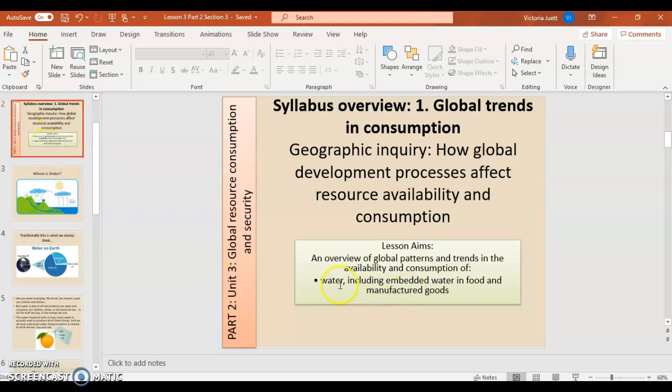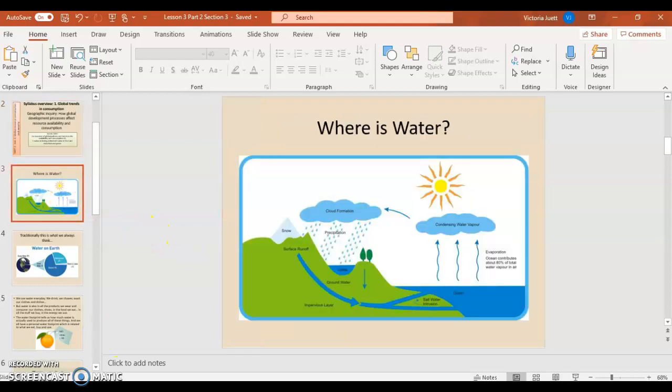But the aim of today's lesson is to have a look at global patterns and trends in the availability and consumption of water, including embedded water in food and in manufactured goods. Okay, so let's have a little look at this.